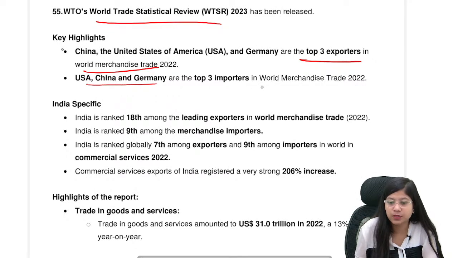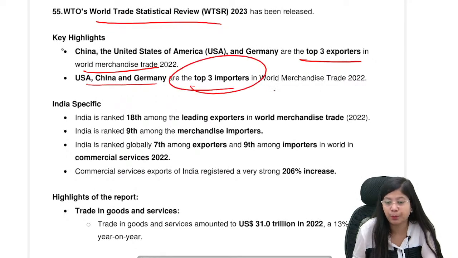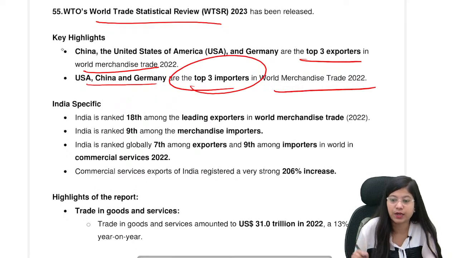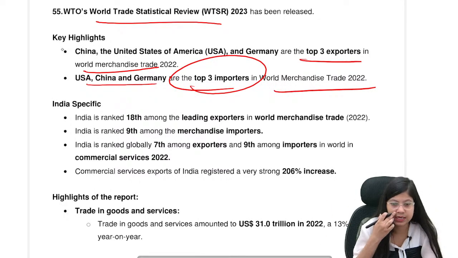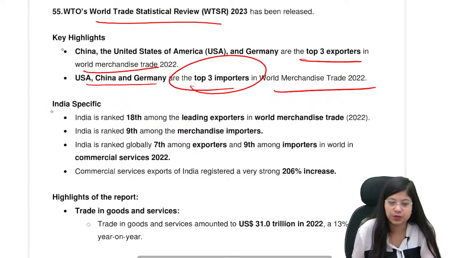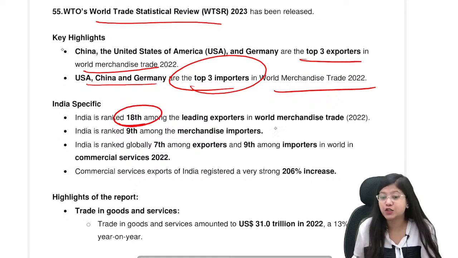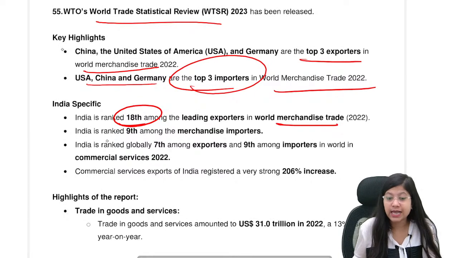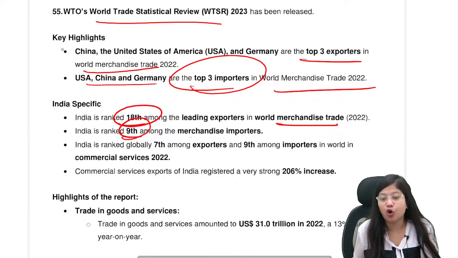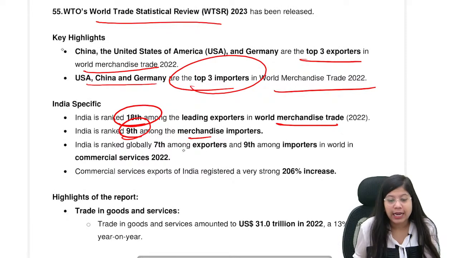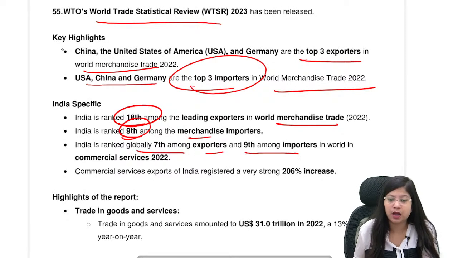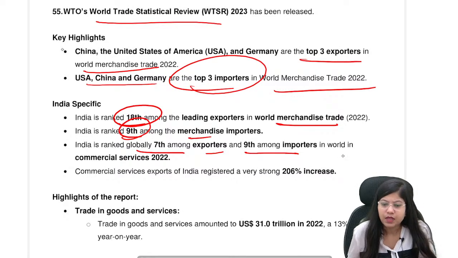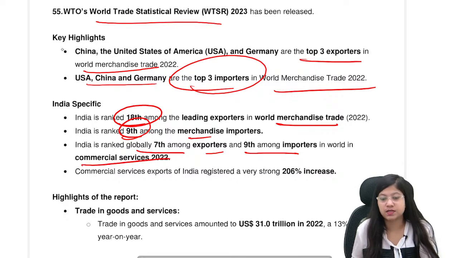US, China, Germany, top 3 importers of the world merchandise in 2022. Export भी कर रहे हैं और import भी कर रहे हैं at the same time. ठीक है? So they are the top 3. India specific data is India is the 18th leading exporter of the merchandise and 9th importer of the merchandise goods. India is ranked globally 7th among the exporters and 9th among the importers in commercial services in 2022.